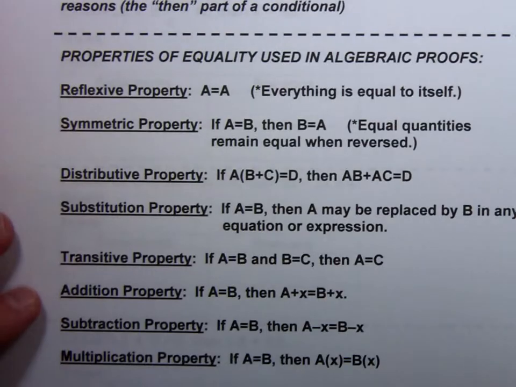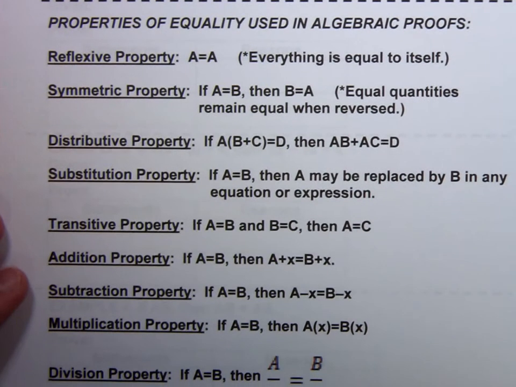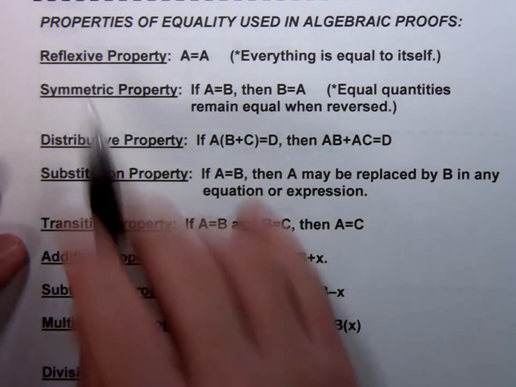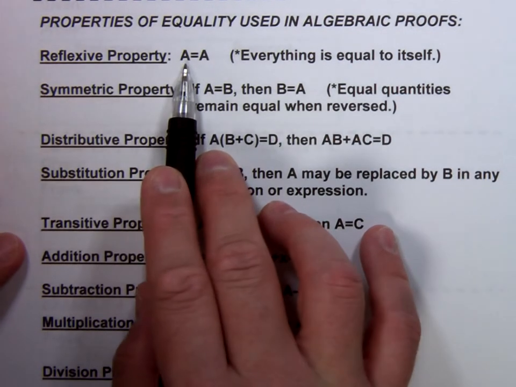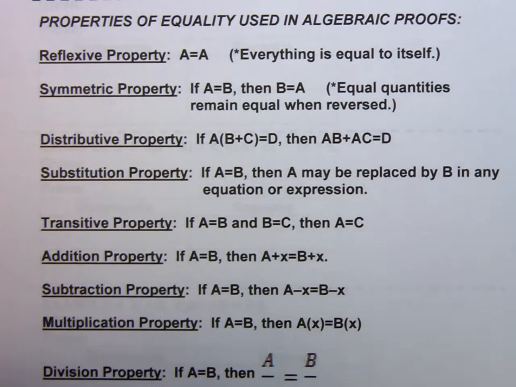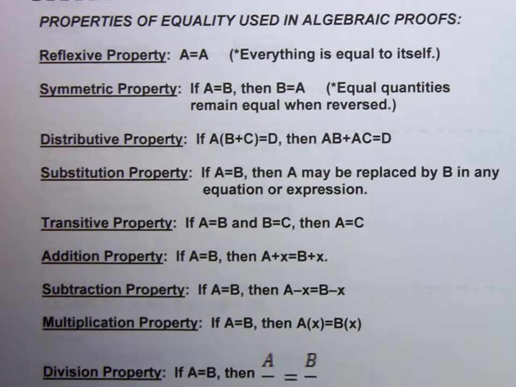Alright, here are some properties that we're going to use in our proofs. So, a little reminder about these. These are things you should have learned for the most part. The reflexive property means that everything is equal to itself. So A is equal to A, X is equal to X, 7 is equal to 7. Reflexive property, just think of reflection in a mirror. What you see in the mirror should be the exact same thing as what's standing in front of the mirror. So same thing on both sides of the equation. Everything is equal to itself.